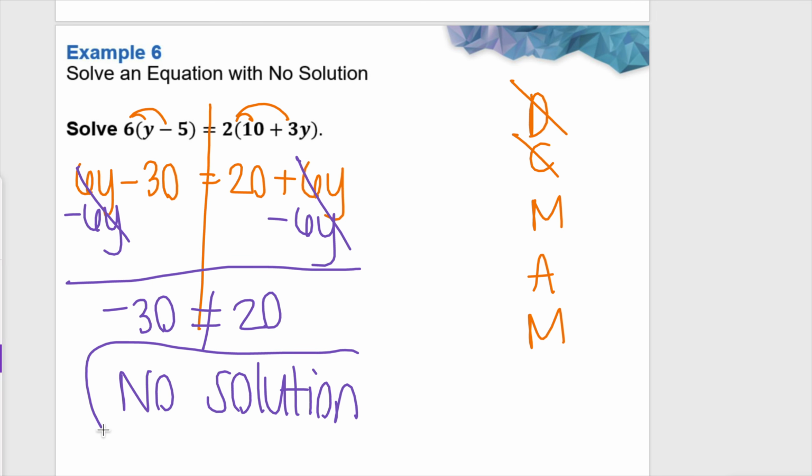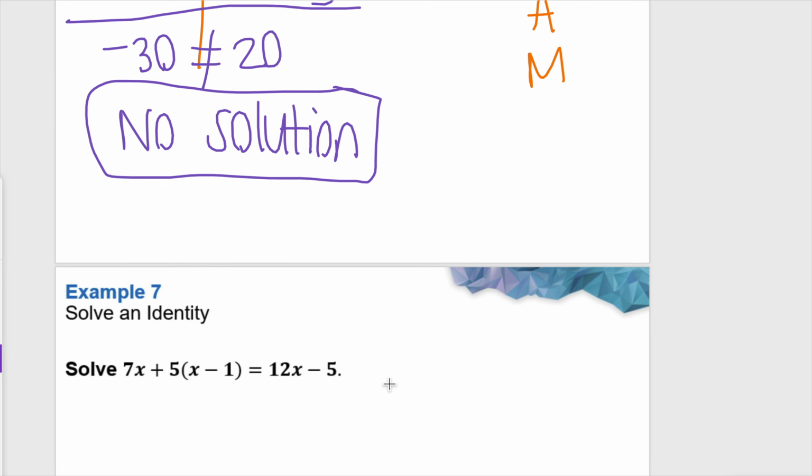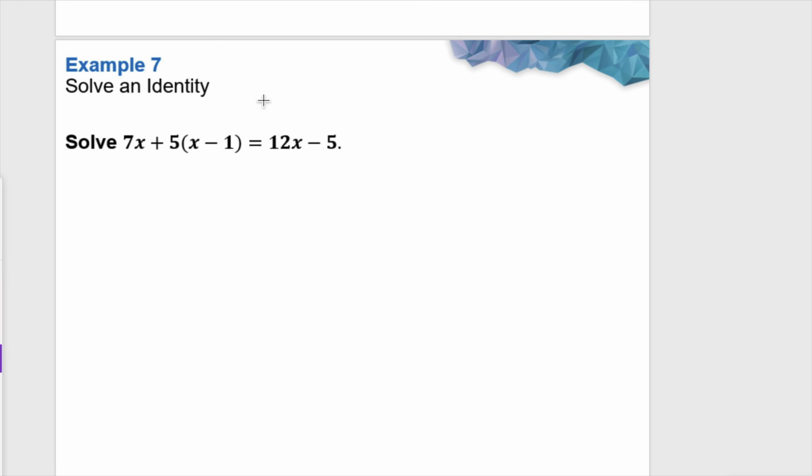So in order to get full points on a quiz or a test, you don't just stop at the negative 30 does not equal 20. You need to write down a final result of no solution, okay? Let's go ahead and try this one. I want to see if you can pause this one and try on your own and see what you come up with. And when you're ready to check your final answer, go ahead and click play.